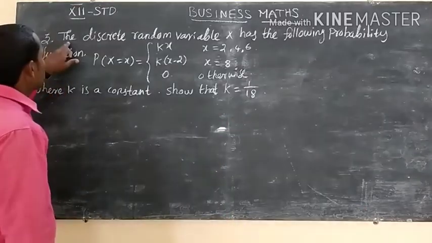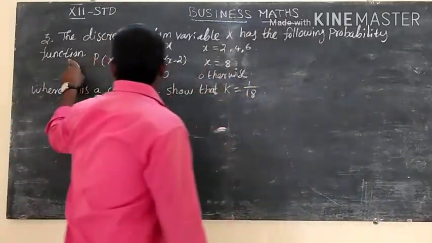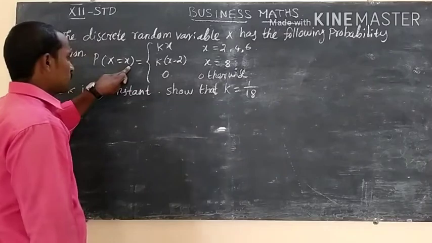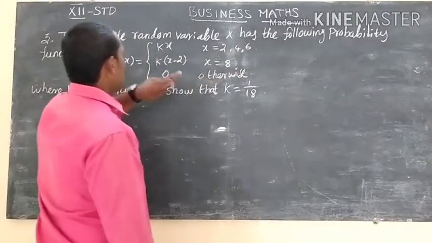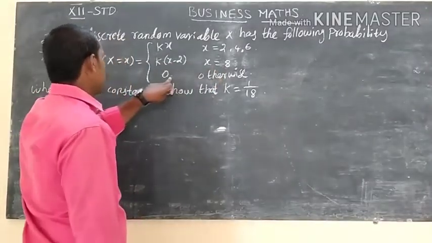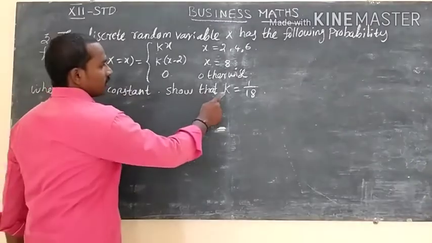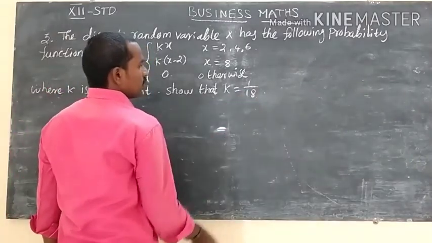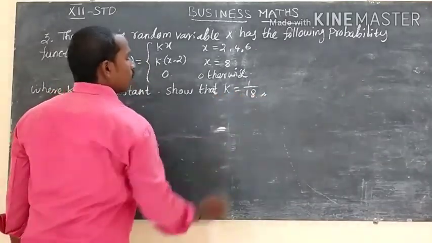Okay, the third question. The discrete random variable x has the following probability function: P(x) is equal to kx if x is equal to 2, 4, 6; k into (x minus 2) if x is equal to 8; otherwise 0. Where k is a constant, show that k is equal to 1 by 18. So I want to show k is equal to 1 by 18.